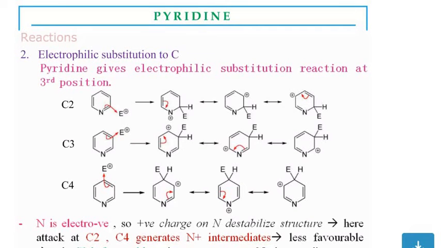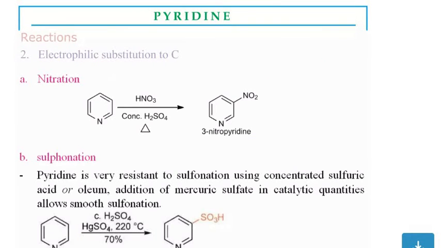Now electrophilic substitution to carbon. Pyridine gives electrophilic substitution at the third position. N is electronegative, so positive charge on nitrogen destabilizes the structure. Here attack at carbon 2 or carbon 4 generates an N-positive intermediate, less favorable. So the third position is important. You can see the formation of 3-nitropyridine. This is at the third position.